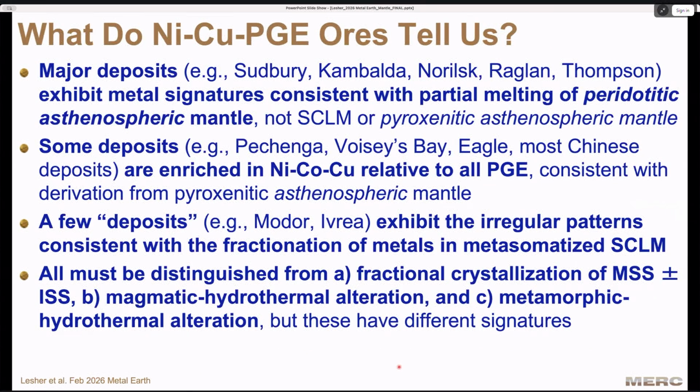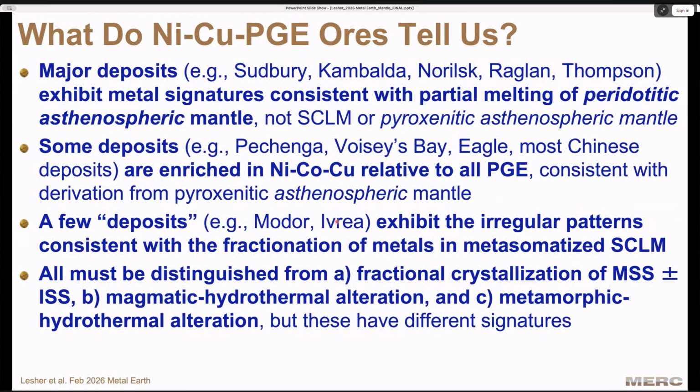Okay, so looking at the ores, most major deposits have signatures that tell us they're from peridotitic asthenospheric mantle, not SCLM. Some deposits are enriched in these metals compared to the PGE. There's a few here: Pichinga, Voisey's Bay, Eagle, and most Chinese deposits, as we'll see. And then, as I mentioned, there's a couple of the ones that have really irregular patterns, and those are reasonable, but you probably haven't even heard of these.